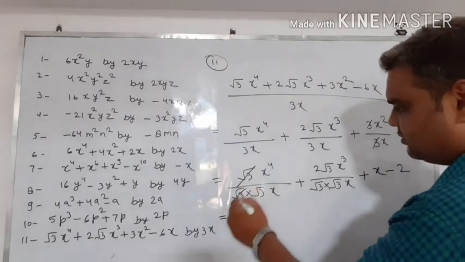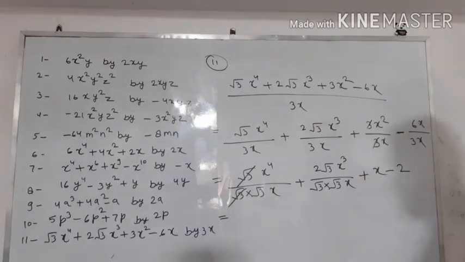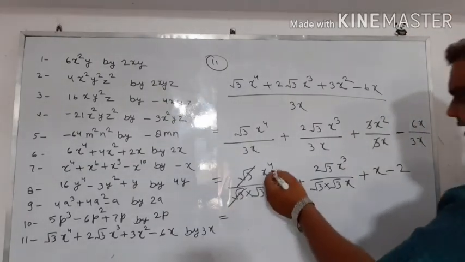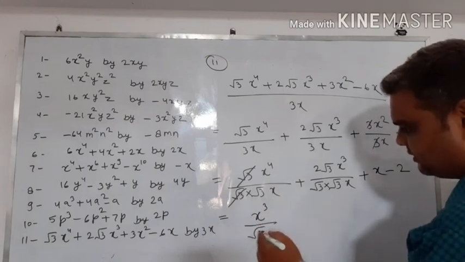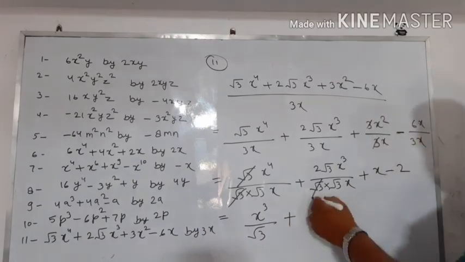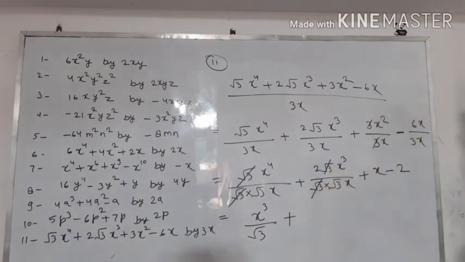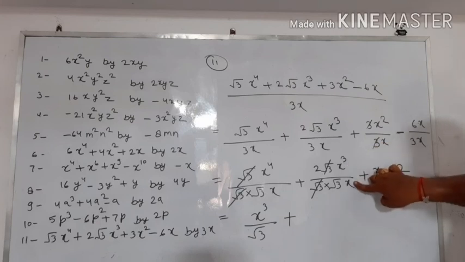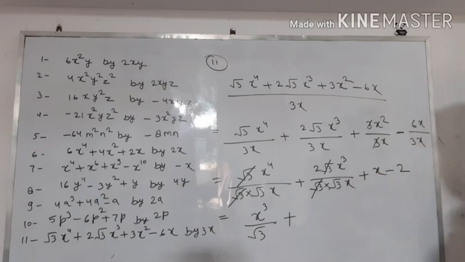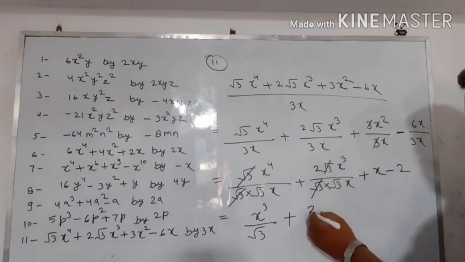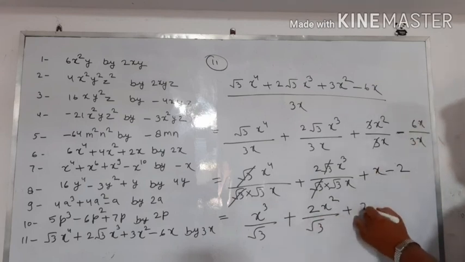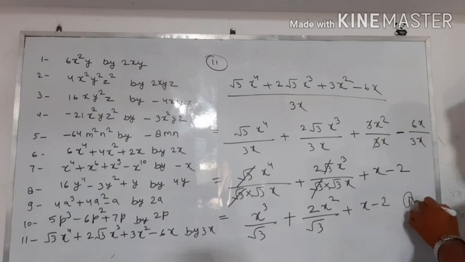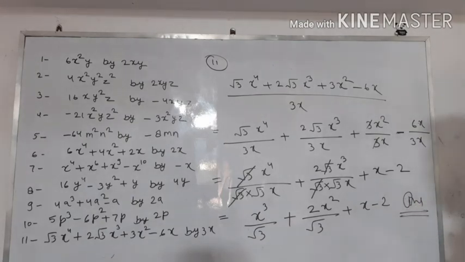Now see what is happening afterwards. This under root 3 will be cancelled. One root 3 will be cancelled from the denominator. And when x to the power 4 is divided by x, it will come x cube upon under root 3. Plus, same here one under root 3 will be cancelled. And when x cube is divided by x, we will have x square. So what is the answer? 2x square upon under root 3. After that plus x and minus 2. So this will be our answer for question number 11.